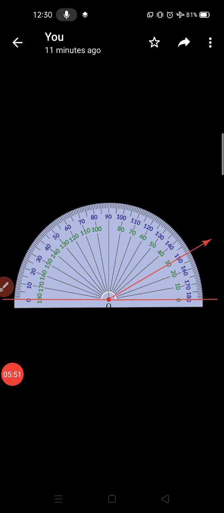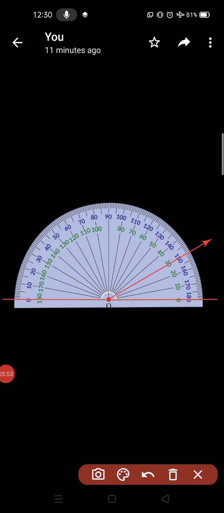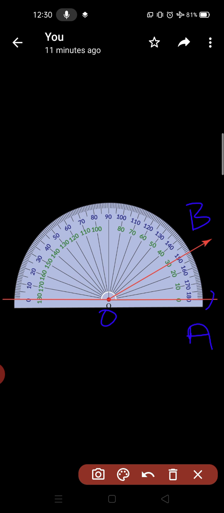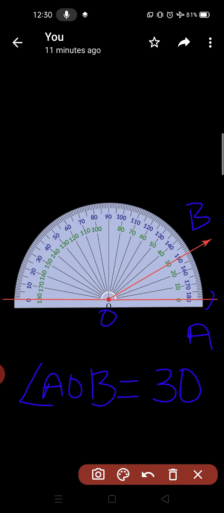Look at this given picture. What is the measure of the angle? If I take the name of the angle here as A, O, this is B. Now what is the angle AOB? Here angle AOB is equal to 30 degrees. It is equal to 30 degrees.